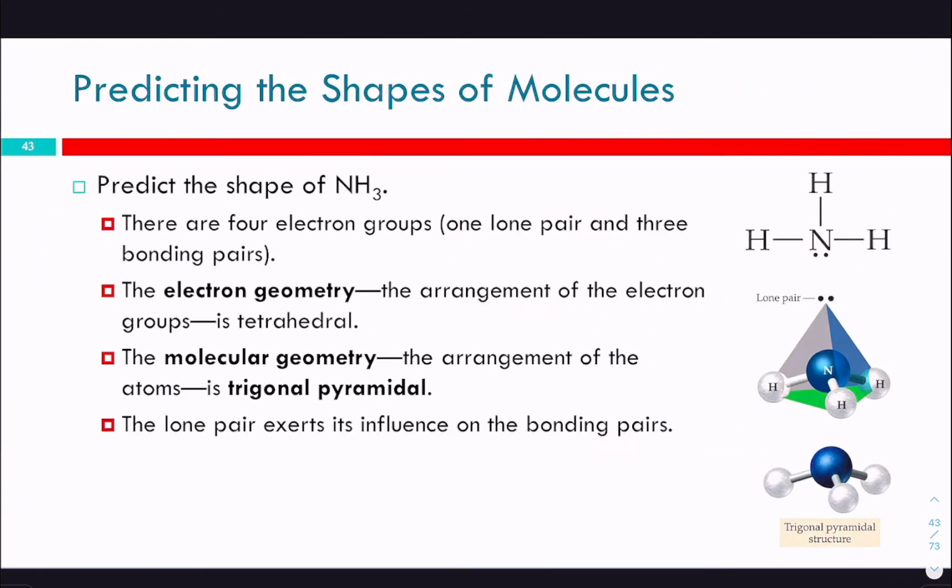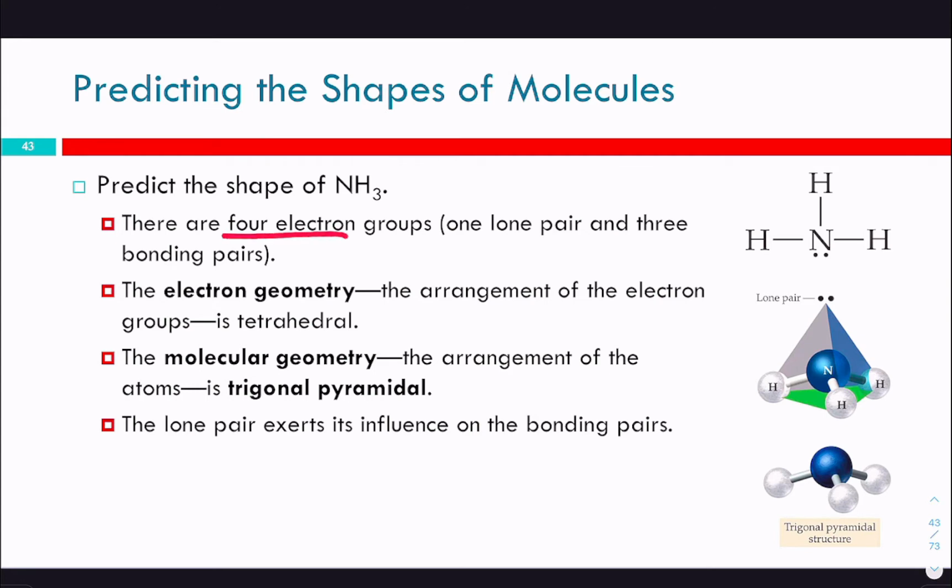Okay, so that's when we've got groups that have atoms on them. Things change a little bit when we start removing those atoms and replacing them with lone pairs. So for ammonia, there are 4 electron groups. Because remember, lone pairs, single bonds, double bonds, and triple bonds each count as a single electron group.